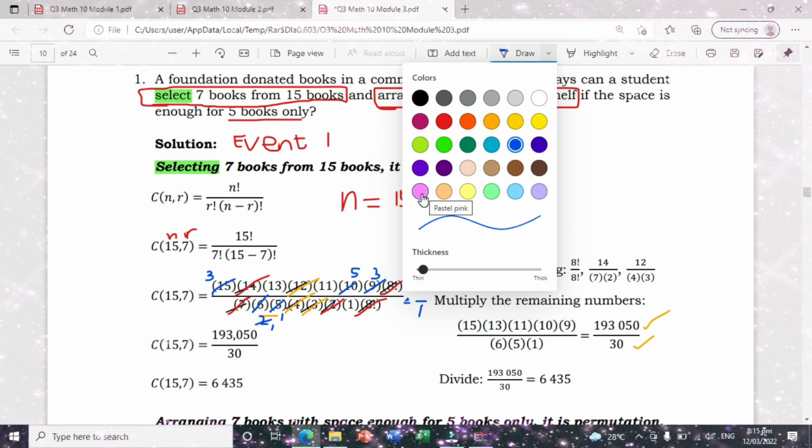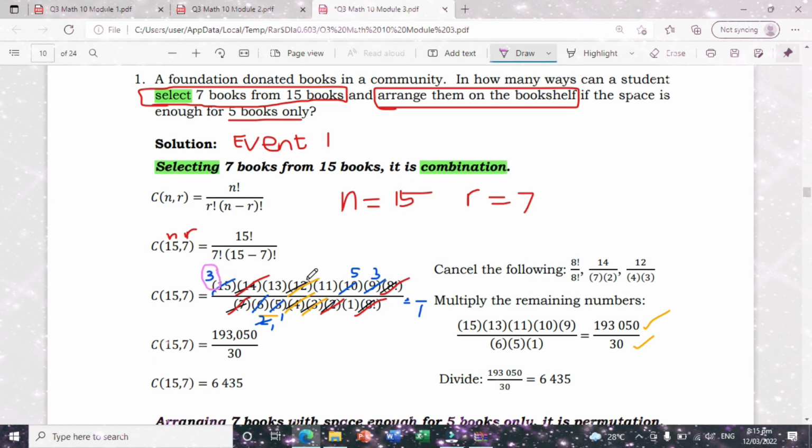Ito, 3, itong 13, itong 11, itong 5 at saka itong 3. Kung i-multiply mo yan, 3 times 13 times 11 times 5 times 3, it would still give us 6,435, then divided by 1. So, it would still give us the same correct answer.